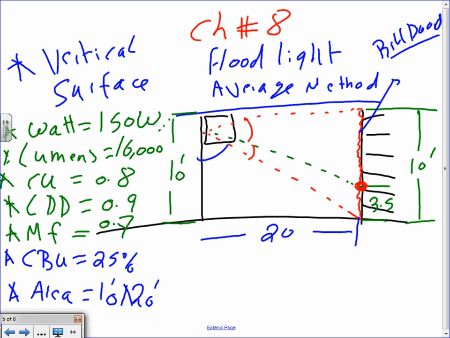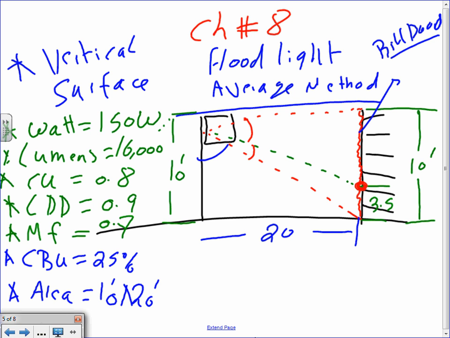So let's go see what we have here, guys. I have a billboard of 10 feet by 20 feet. Cool? Right here, 10 feet by 20 feet. I have a coefficient of beam utilization of 25%, which is 0.25. Can I have thumbs up, chat? 0.25. The watts coming out of this baby is 150. Lumen is 16,000. Floodlight for a billboard. Coefficient of utilization 0.8. The derating factor is 0.9.